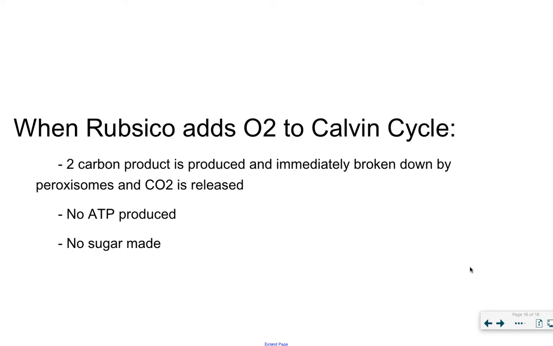Plants that live in really dry places, therefore, have had to evolve to come up with a way to avoid this photorespiration and this production of wasteful products when oxygen levels are high.